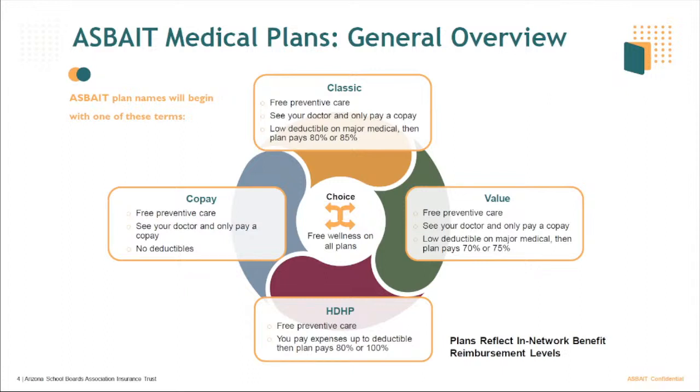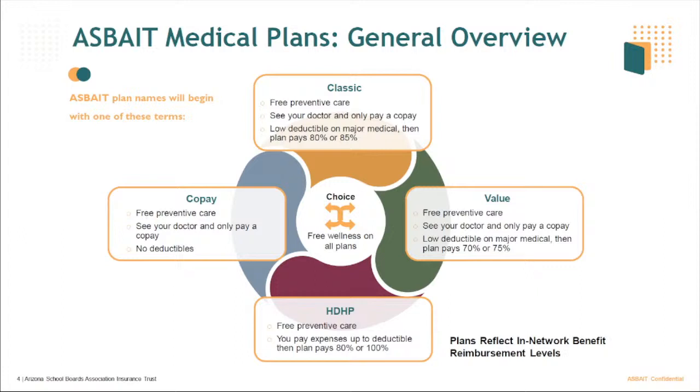On the copay plan, which is the richest plan, we've got a lot of rural districts that still want to attract employees, and so they offer the copay plans. You don't see that in the marketplace anymore. Liberty is part of the classic, the value, and the high deductible health plans. They've got one from each of those areas.